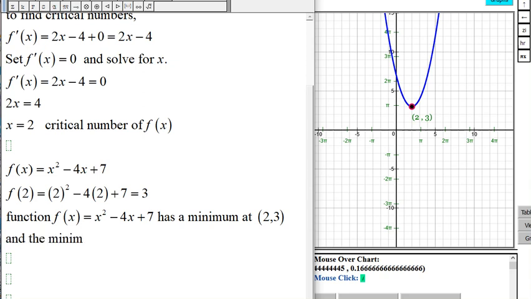And the minimum is f of 2, which is equal to 3. And then if we look at the graph, we see that if we start up here and we go down, the lowest that the graph will go down to is when y is 3. And so we say that the minimum is f of 2, which is equal to 3.